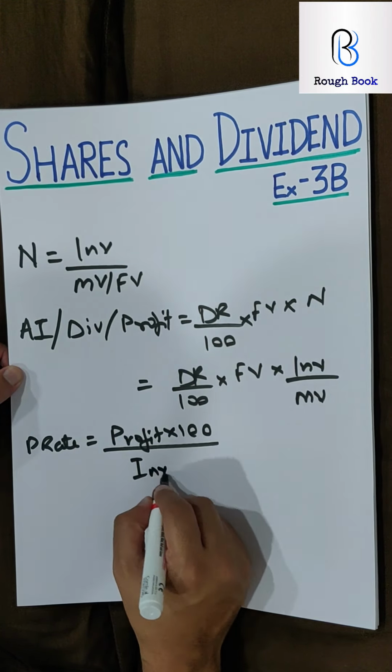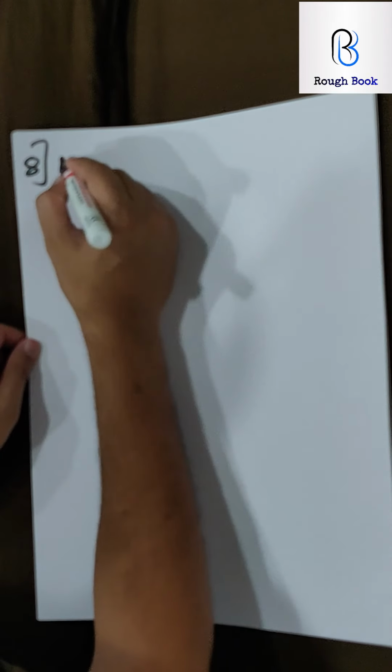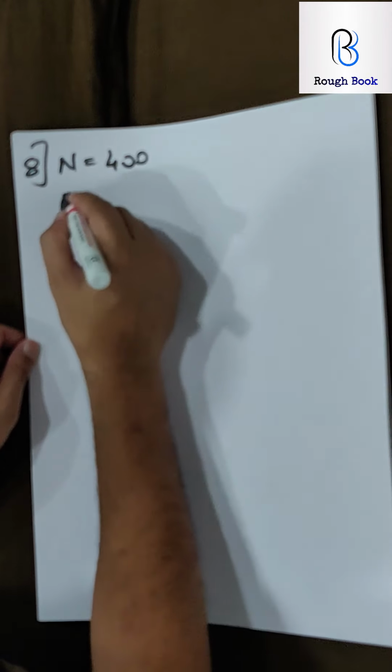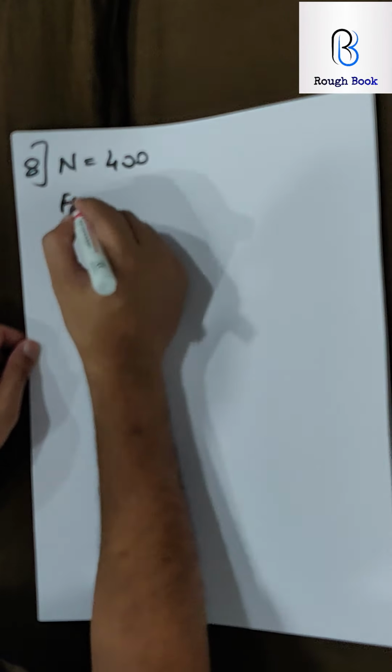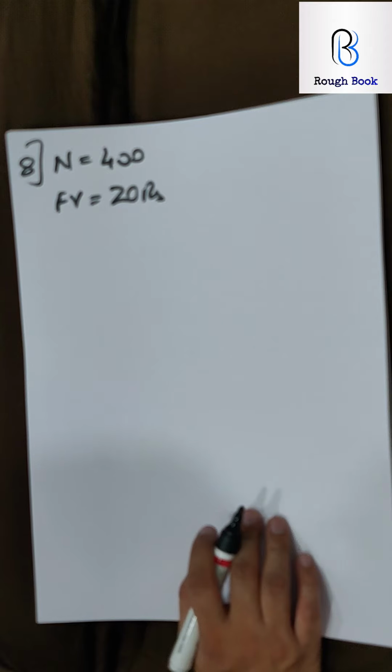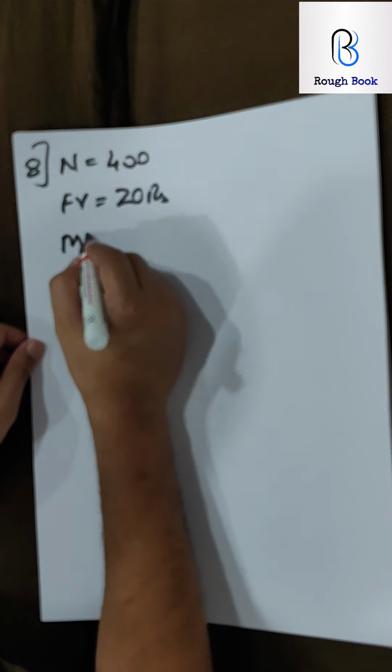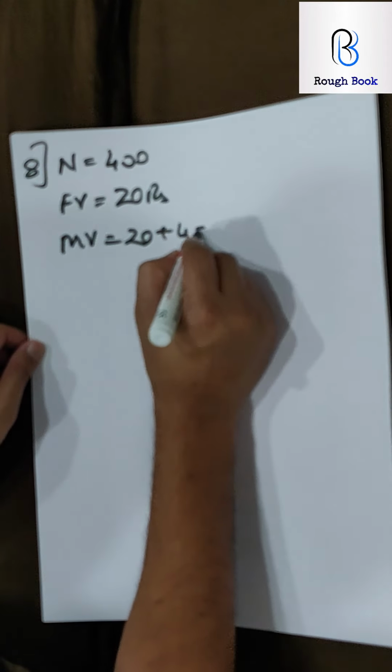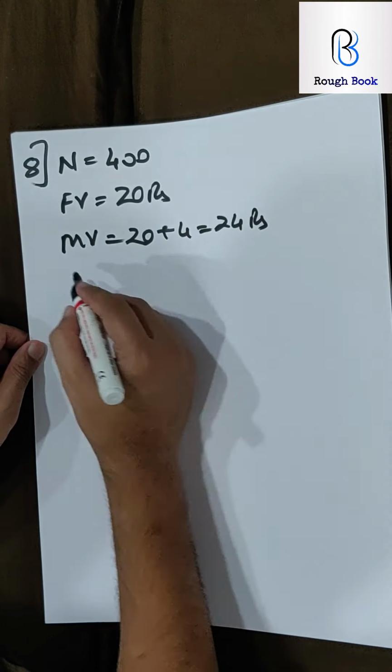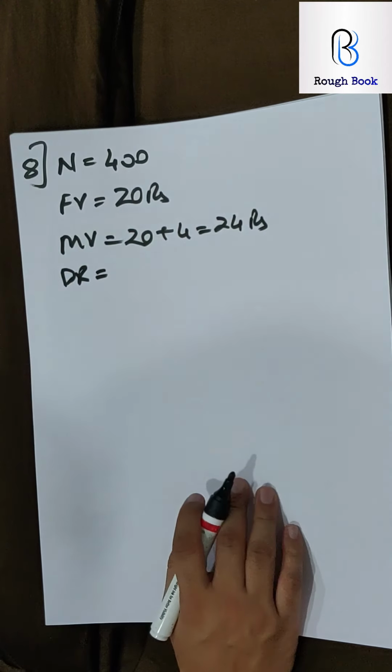Let's go with sum number 8. 8 is a typical question what you can expect in the exam. So if you can do the 8th one, I will be seriously impressed. Come on, pause the video and hit it, everyone. A man buys 400. So number of shares 400. 20 rupees shares. So face value 20. At a premium of 4 and receives 12% dividend. So market value 20 plus 4, 24 rupees.